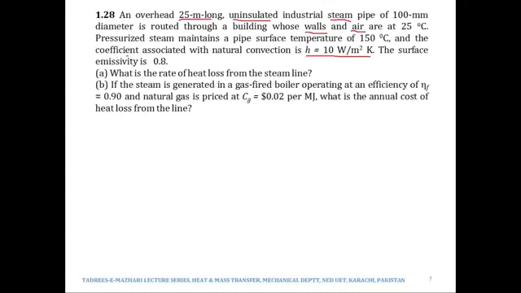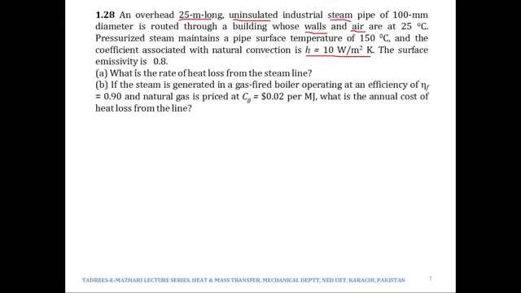But when it says the coefficient associated with natural convection, consider your room in which you are sitting, or you are standing in an industrial facility, and there is an overhead pipe carrying steam. So where would natural convection take place? Of course it would take place on the outer surface of the pipe, where the air would be flowing over the outer surface of the pipe naturally, without any external aid, without any fan or a blower.